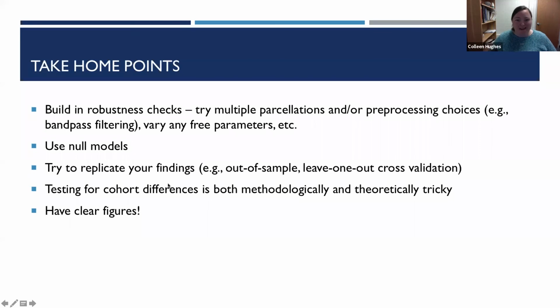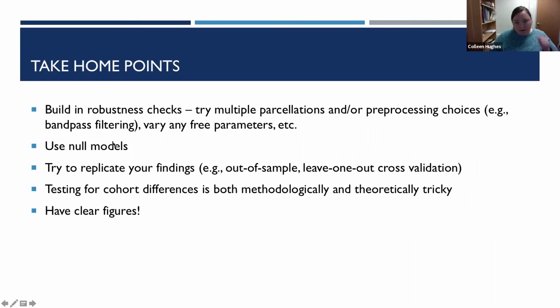And so just some take-home points. Based on my experience, build in robustness checks. I found that there's no one answer. So if you think, should I use this parcellation or that parcellation? You should probably try both just to make sure your results aren't due to how you defined your brain regions, your nodes, or based on some preprocessing choices.